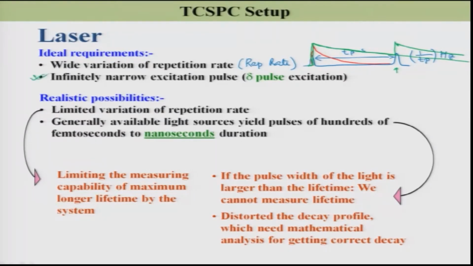Another requirement is an infinitely narrow excitation pulse. That is what I said yesterday, the delta pulse excitation. Delta pulse means the light is present for a time where the width of the line is zero. However, in real life such pulses do not exist, so we have some time width. It is like this; I have some pulse width over here.